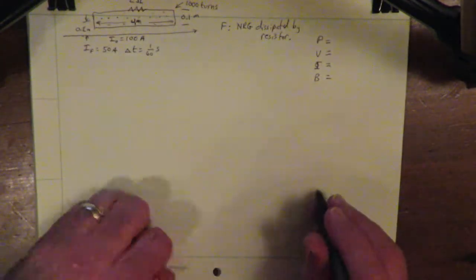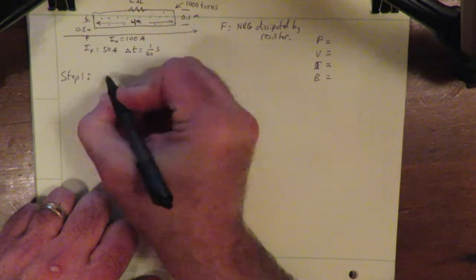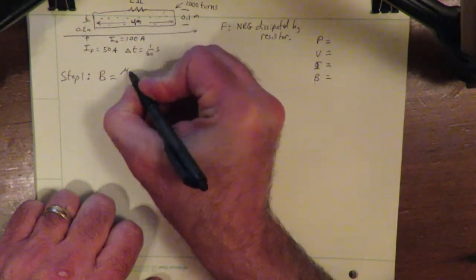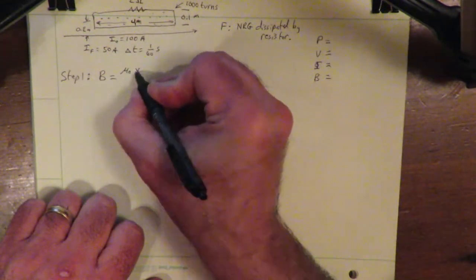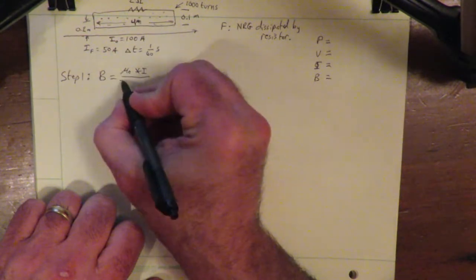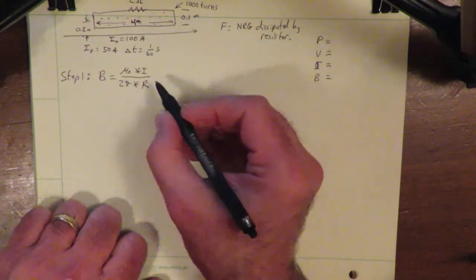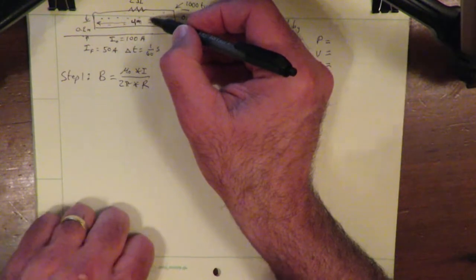Okay, so let's take it from the top. Step one, we are going to find the magnetic field. That's B. And the formula for finding the magnetic field around a wire like this is mu naught, the permeability of free space, or permeability of vacuum, times the current, divided by 2 pi times r, where r is the radius or the distance from the wire to where we're interested in our magnetic field.